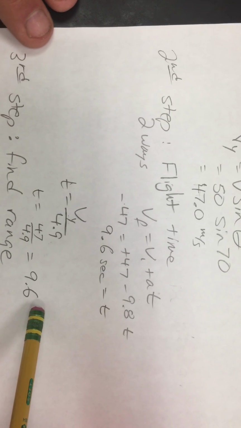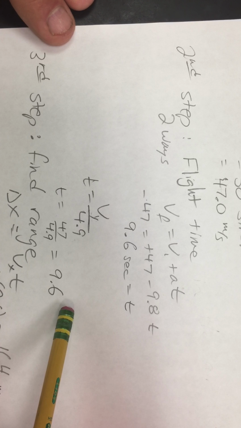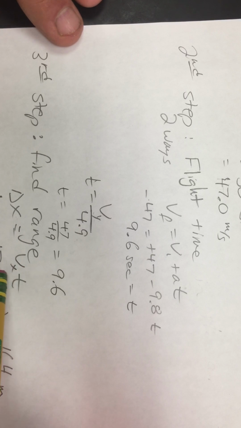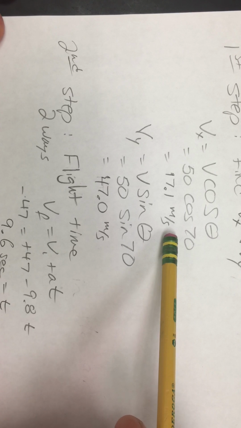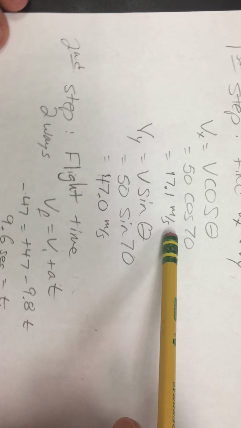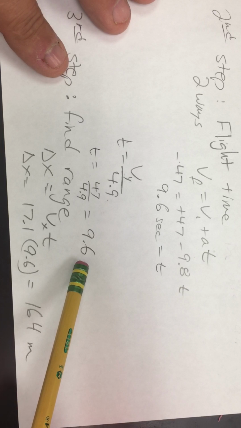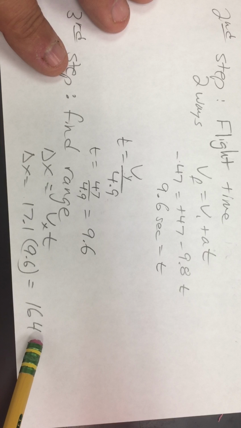The third step is to find the range. Same equation as always. You're looking for the delta x. So the Vx we figured out before with the cosine function is 17.1. The time we figured out in the previous step, 9.6. Multiply those together and you get 164.